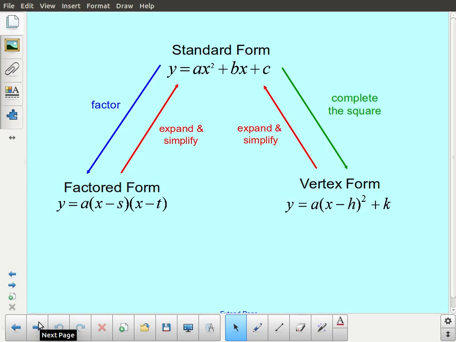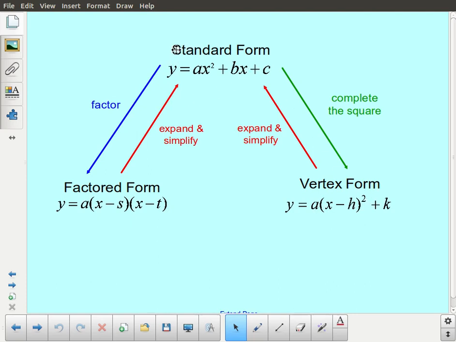When we deal with quadratic relations, there are three forms for the equations. There's standard form, factored form, and vertex form. And the way that we move between those is through these various processes. Expanding and simplifying is the one that is used most commonly. If we're going to go from factored form to standard form, we expand and simplify. That means we multiply everything out and collect like terms. Or from vertex form, same idea.